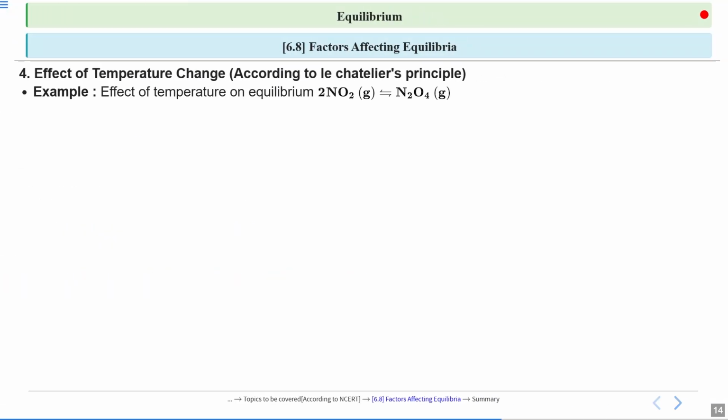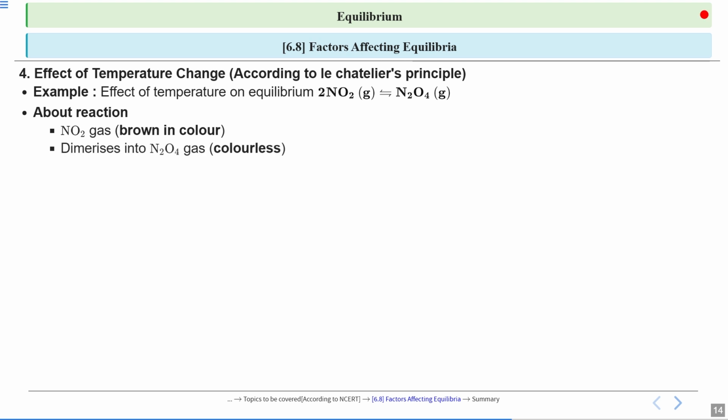Now, let us take some examples. First, we are seeing NO2 reacting to give N2O4. So basically, it is a dimerization process in which NO2 is being dimerized to N2O4. What can you predict about the reaction if you change the temperature? To know that, first you should know what type of reaction it is. It is a reaction in which NO2 gas, which is brown in color, dimerizes into N2O4, which is colorless. And this whole reaction is exothermic in nature, meaning it is producing energy.